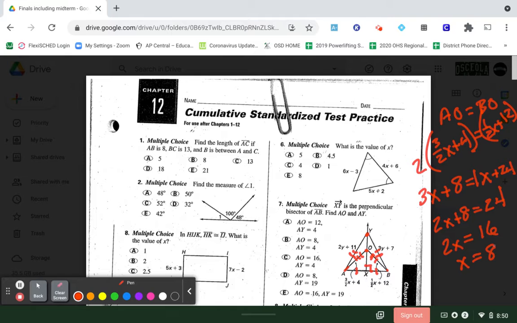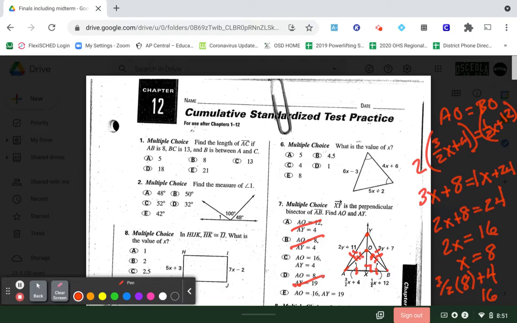Okay, but they're asking me what is AO. So AO is 3/2 times 8 plus 4. So 3/2 of 8, 8 divided by 2 is 4. 4 times 3 is 12. 12 plus 4 is 16. So it seems like this is 16. So AO is 16. So this one doesn't say AO is 16. That says AO is 8. That says AO is 8. So now I'm down between C and D, or C and E.